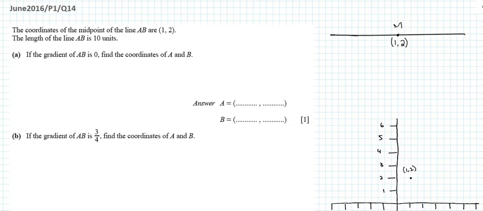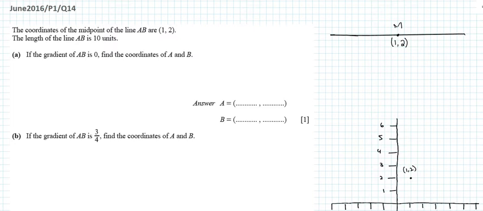Okay, here we have another very important question of coordinate geometry from the past paper. This question is from June 2016, paper 1, question 14. According to this question, the coordinates of the midpoint of the line AB are (1, 2), and the length of the line AB is 10 units. Now, if the gradient of AB is 0, find the coordinates of A and B.